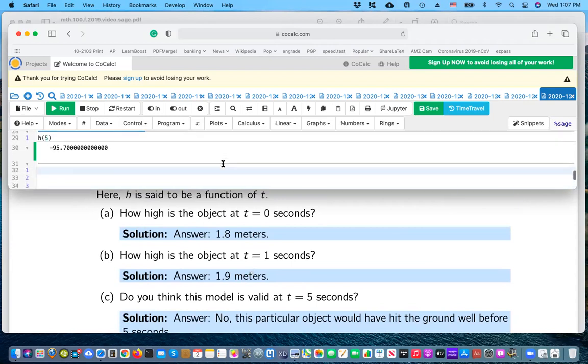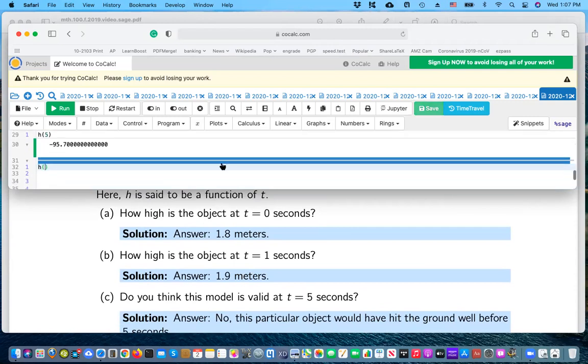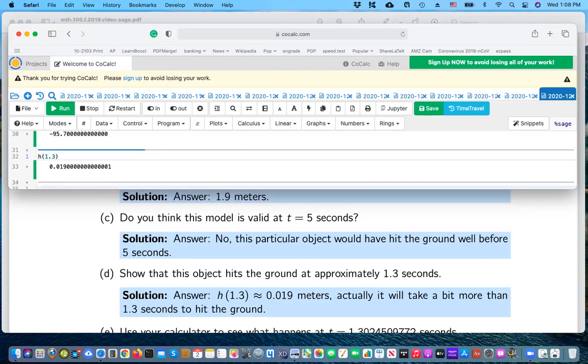Let's do the next one. All right, and what's the next one going to be? H of, let's see, I think 1.3, right? I can type that in, shift, return. What does it turn out? Well, like we said, 0.19. All right, I know a lot of zeros over there. I'm only doing it to 3 decimal places. All right, let's do the next one.